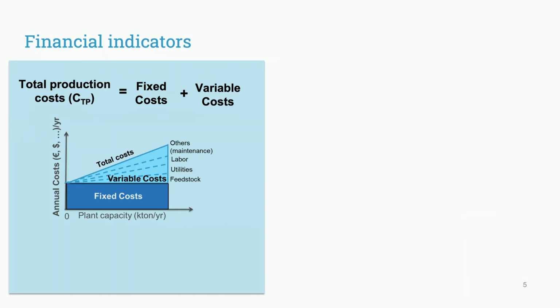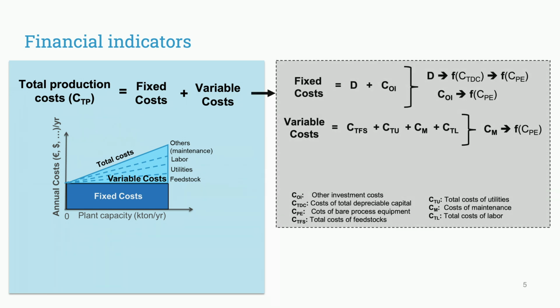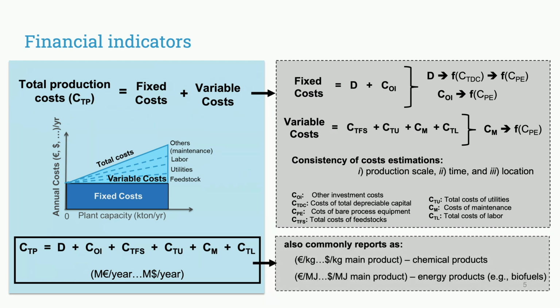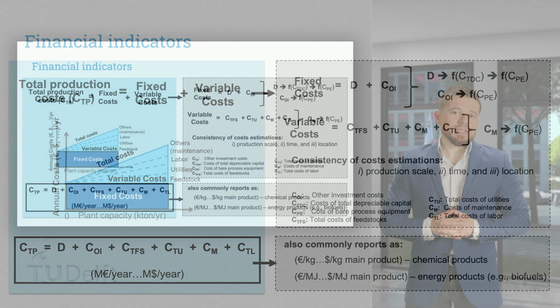We can now calculate the total production cost, which is highly dependent on the total purchased equipment cost. An important point for reliable cost estimations is the data consistency in terms of production scale, time point, and location. And we can now calculate the annualized total production cost. It can also be reported per unit of main product, which is convenient for communication and comparative analysis.